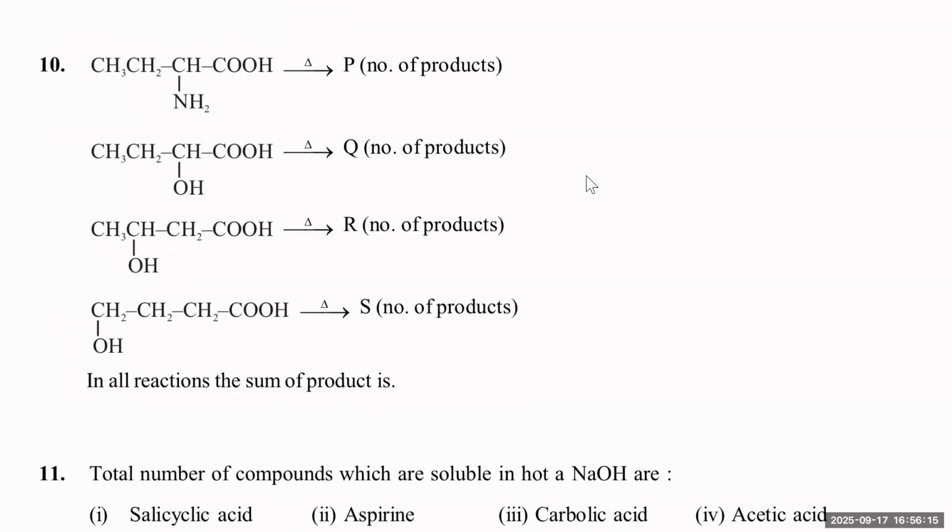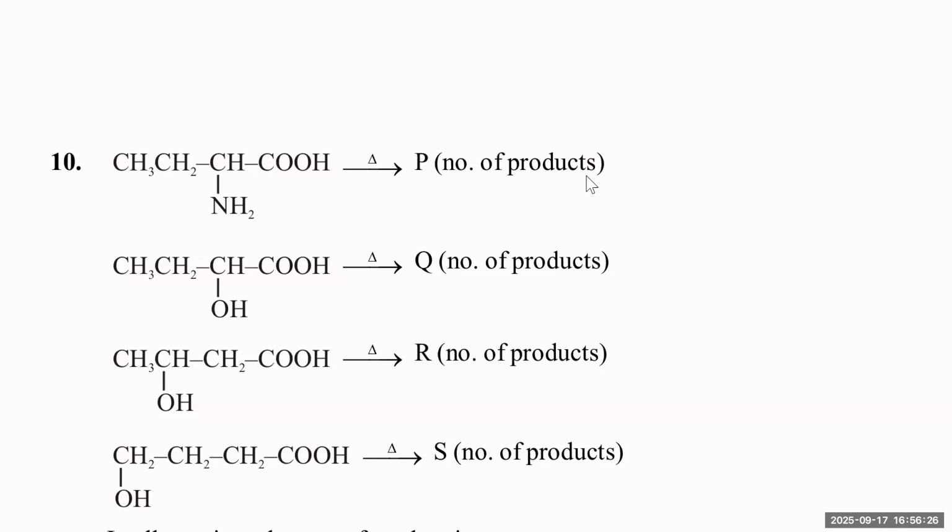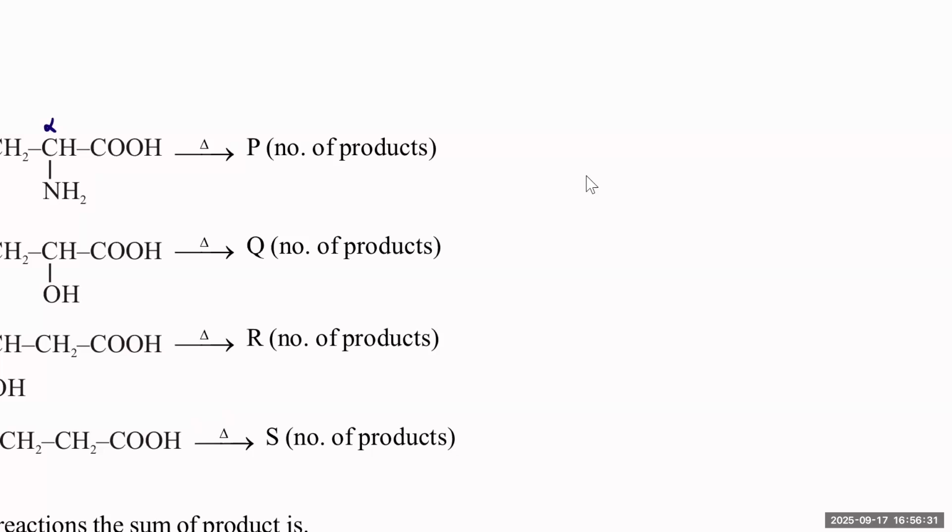Number of products. For this, how many products can you get? Again, the same problem here. At the alpha position, if you have NH2, you'll get a cyclic structure, a cyclic amide. You'll get it like this. And here, if there is a double bond O with nitrogen, then here we can have a double bond O with nitrogen. This is how they will be connected.